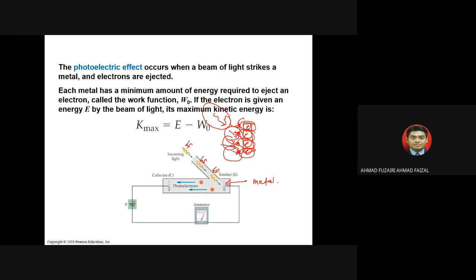And what happens is it will break the bond of this electron, and the electron is then released from the atom. How can you know that the electron is released? Yes, there must be a condition. Each metal will have a minimum amount of energy, and that is what we call the work function. Each metal has its own work function.